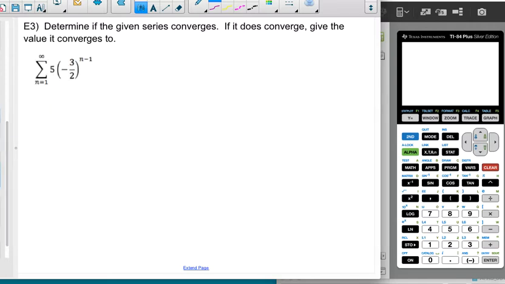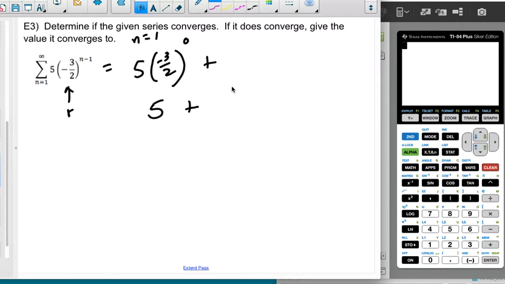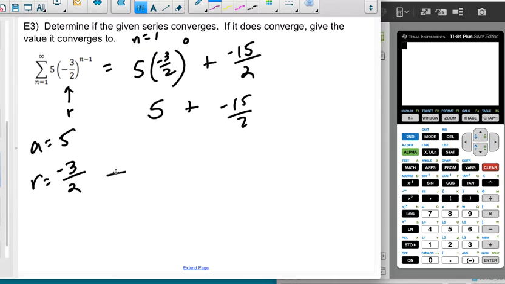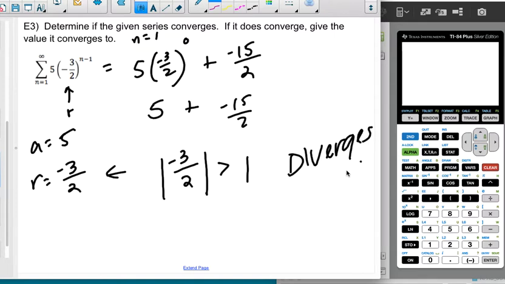All right, we'll try one more here. Now it's written in this series notation, so it can be helpful to write out the first couple terms. If you plug in n is 1, you're going to get 5 times negative 3/2 to the 0. So the first term is just 5. And then the thing I'm multiplying by every time is negative 3/2, so the next would be negative 15/2. So my a is 5, but my r means that this thing's going to diverge, because the absolute value of negative 3/2 is greater than 1. Now, if you can just see that without listing any terms, that's fine.